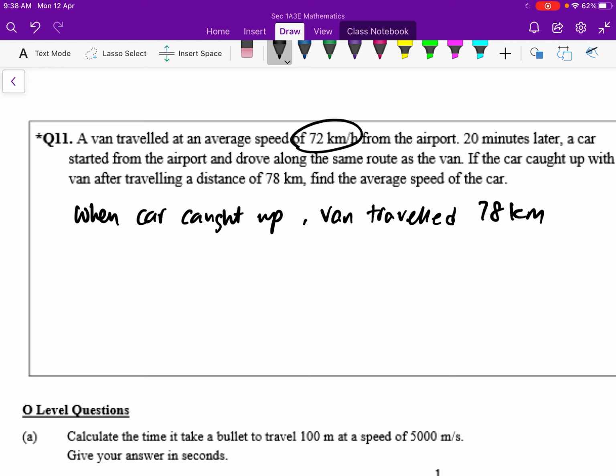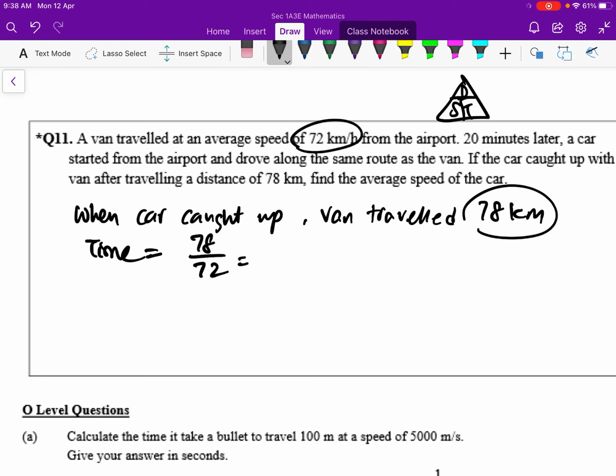So using the speed and the distance, we can find the time taken for the van to travel this 78 kilometers. Same thing, DST, time will be distance divided by speed. 78 divided by the speed, and you get 13 over 12 hours. So the van has already traveled for 1 hour and 1/12 of an hour. That is 1 hour and 5 minutes. Okay?